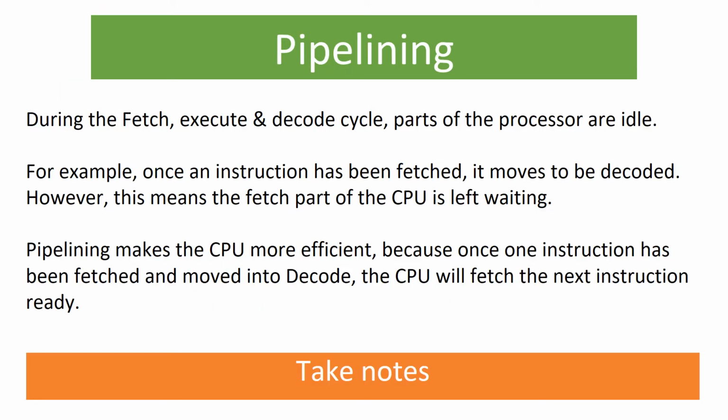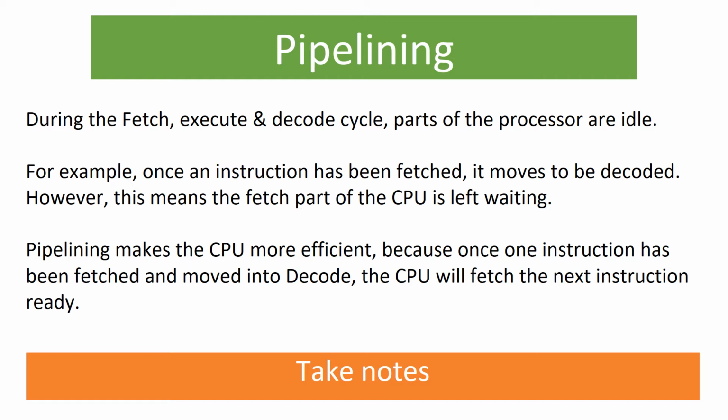During the fetch, decode and execute cycle, parts of the processor would be idle, and in traditional computers this is what happened. First of all, you'd fetch an instruction, then you'd decode it, then you would execute it. Well, that is not an efficient way of doing it, and we can speed up a processor by pipelining.